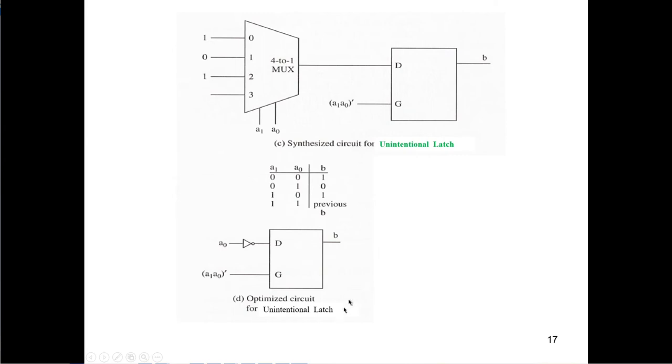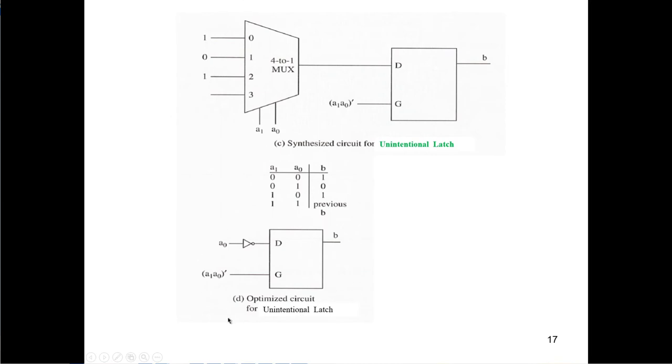All right. So basically, then on top of that, your synthesizer is going to look at this, and it's going to actually implement this for your output. So what you're going to get then is B is basically going to be A0 prime, or A0 inverted. So B will be 1 when A0 is 0, it'll be 0 when A0 is 1. So it's just the inverse of A0. And A1 doesn't really affect B, except in the case where A1 and A0 are both 1, and in that case, then you get the previous output for B. So this is what you get for your final synthesized circuit.